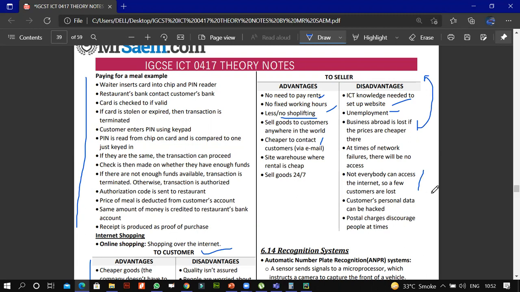To the seller, customers' personal data being hacked is a concern. Now you might be asking why the seller is concerned about it. Well, obviously, as far as the Data Protection Act is concerned, when you make a website and when you have customers, the seller has to make sure that the customer's personal data is not hacked. It's your responsibility.